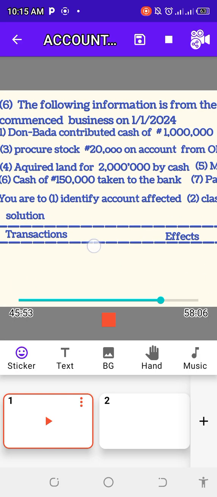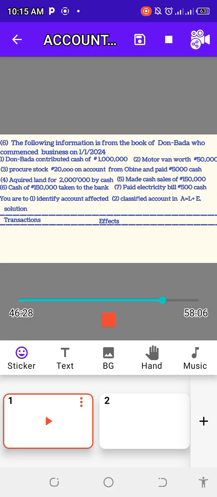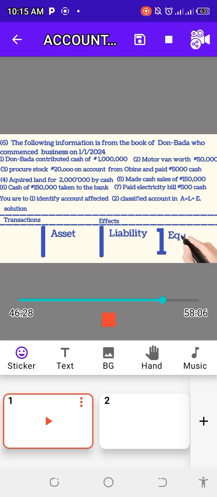We are going to make a schedule, a table to show the transaction, to identify the two accounts that are involved under the transaction, how this transaction affects assets, how it affects liability, and how it affects equity. Did it reduce assets? Did it reduce liability? Did it reduce equity? That is what we want to know.